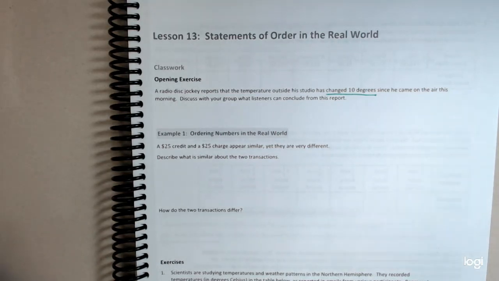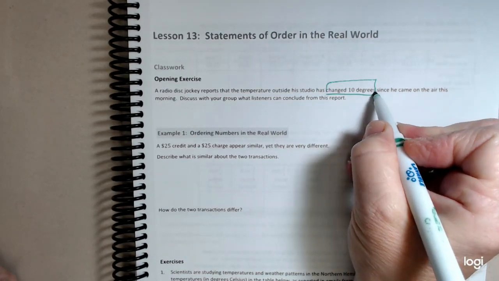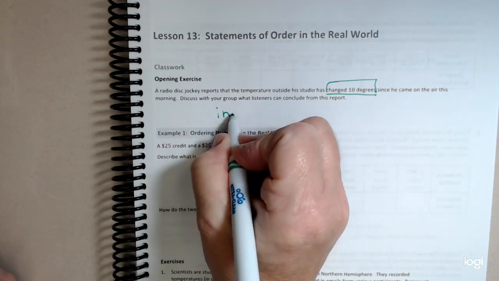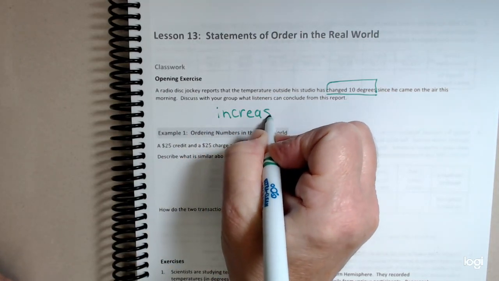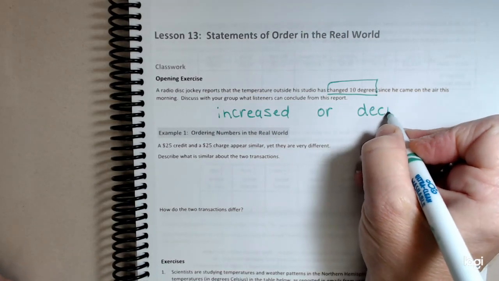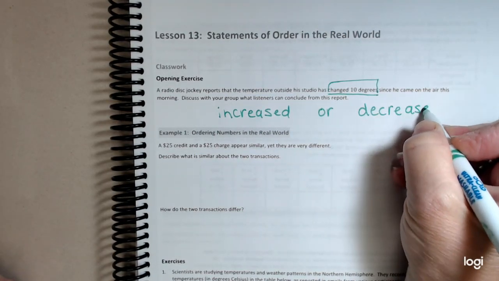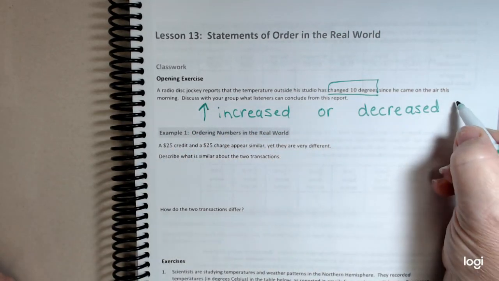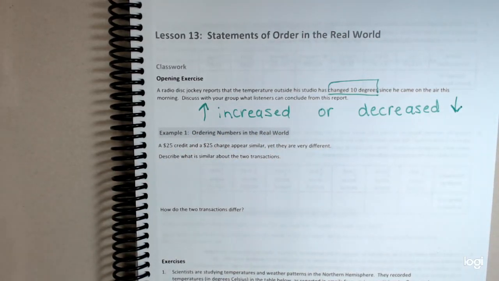Well, I can obviously conclude that the temperature has changed. The problem is I don't know if the temperature has increased or decreased. So go ahead and write those two words down in your book. Obviously, increase means the temperature's going up. Decrease means the temperature's going down. Okay? I don't know which one it is. All I know is basically the absolute value or the magnitude of the change.